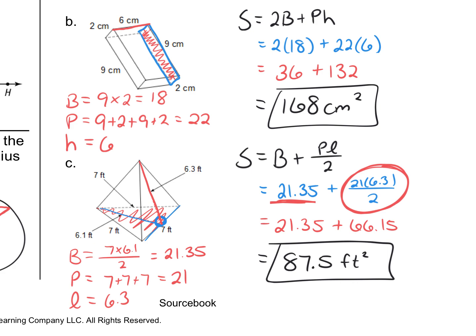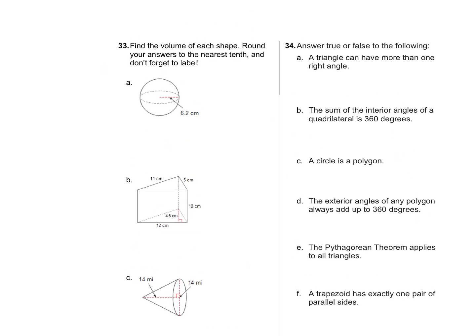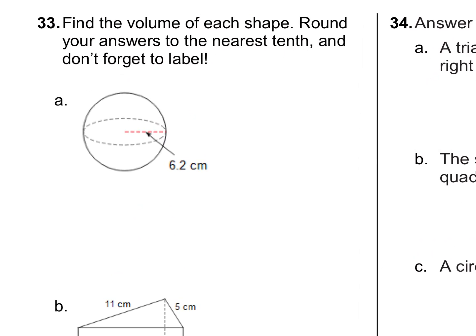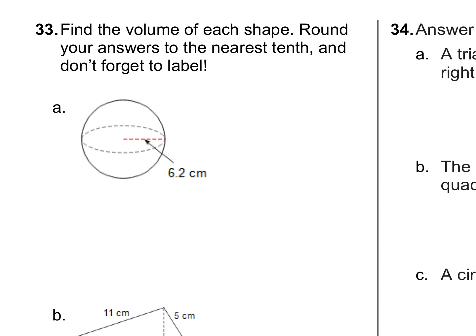All right. Volume now. Switching your brain a little bit. What's going to change mainly on these compared to surface area? It's the label. Yep. Got a cube. So what's the general shape here? Sphere. Yep. Volume equals 4 pi r cubed divided by 3.